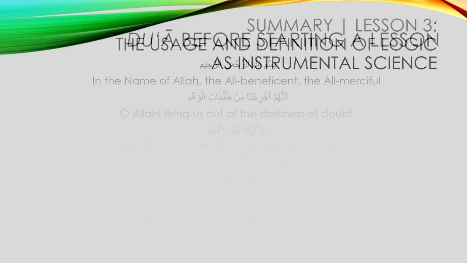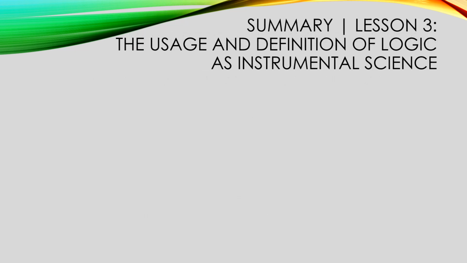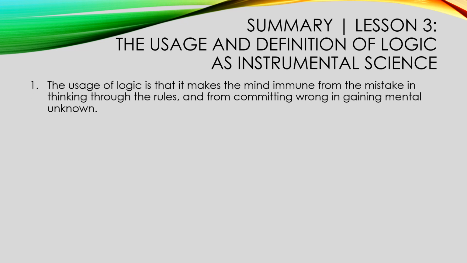So before we proceed to the actual lesson, let's have a quick summary of the previous lesson. Lesson 3 on the usage and definition of logic as instrumental science. The usage of logic is that it makes the mind immune from the mistake in thinking through the rules and from committing wrong in gaining mental unknown.